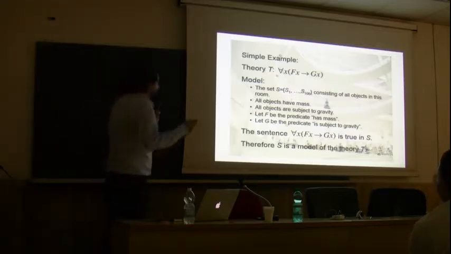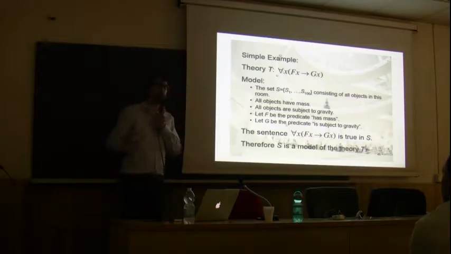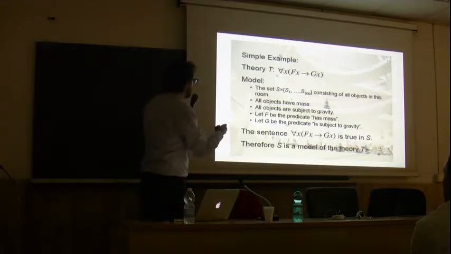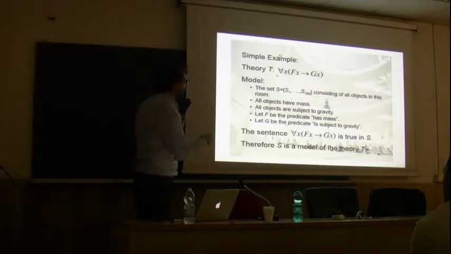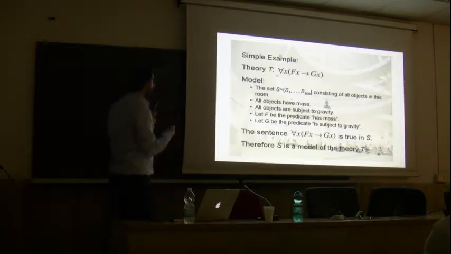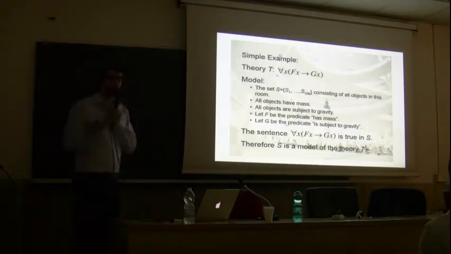Now, what would be a model of that theory? Let's just go through the room, gather all the objects in the room and dump them in a set. I assume there are 100, it doesn't matter. So put all objects in this room in a set and say that's the set S. Then observe that all objects in the room have mass.